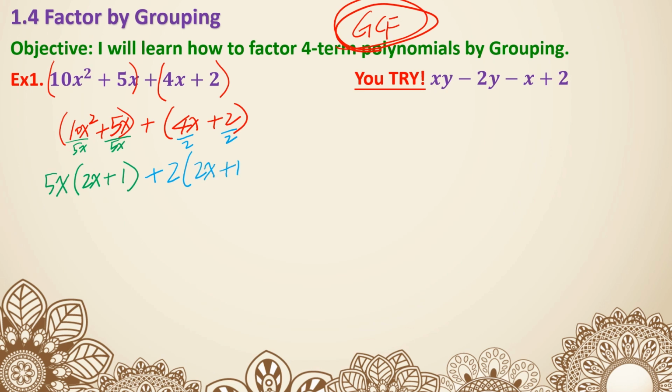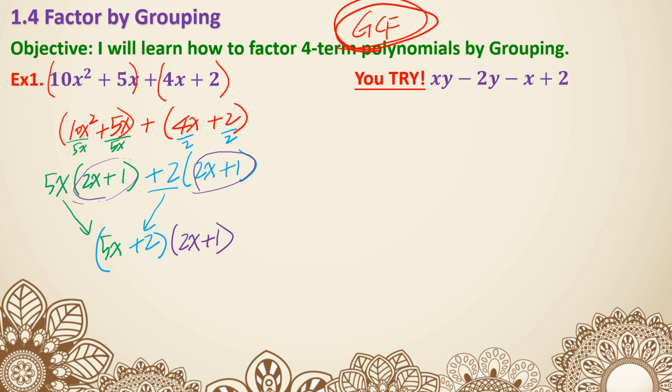2 divided by 2 is a 1. Now you may have noticed for both parts, the first part I have this 2x plus 1. For the second part, I also have this 2x plus 1. That is what they share. So 2x plus 1. If I take away 2x plus 1 from both parts, in the first part, I will have a 5x left. In the second part, I will have a plus 2 left. So now I can put them together. And that is my final answer.